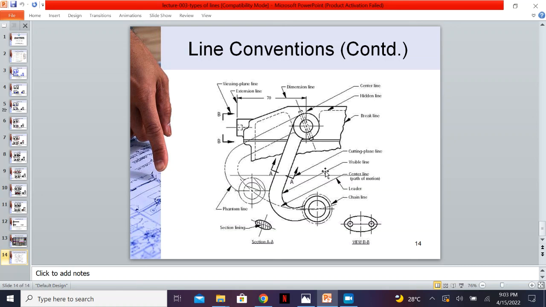So this is it about the types of lines for engineering drawing.